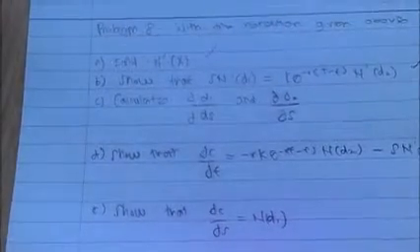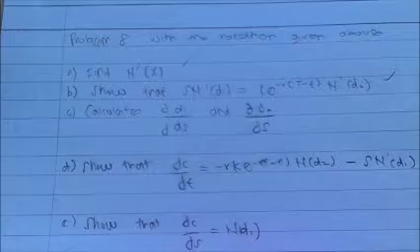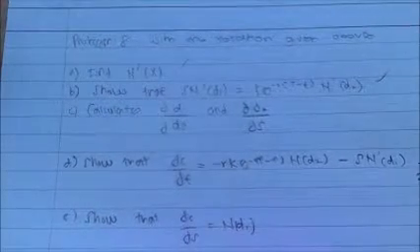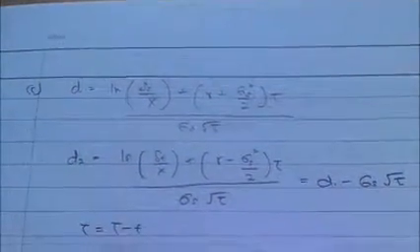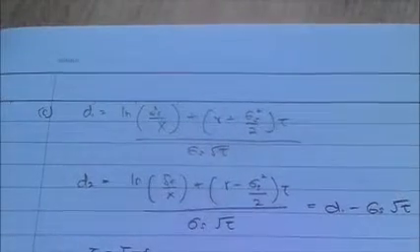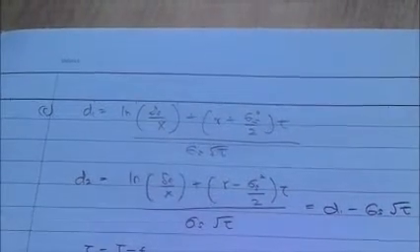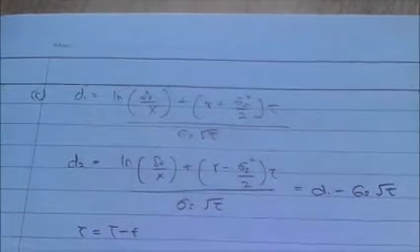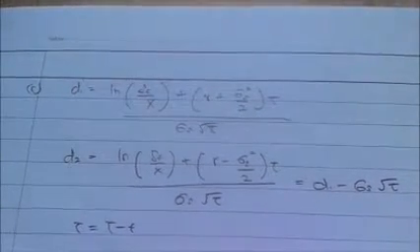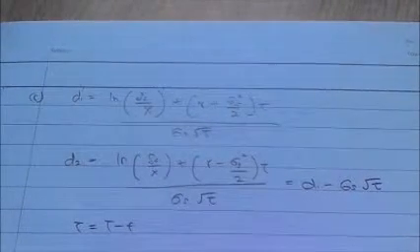For question C, calculate ∂d1/∂S and ∂d2/∂S. Okay, this is the solution for question C. Now we start with d1 equals ln(S/K) plus (r plus σ²/2) times T.